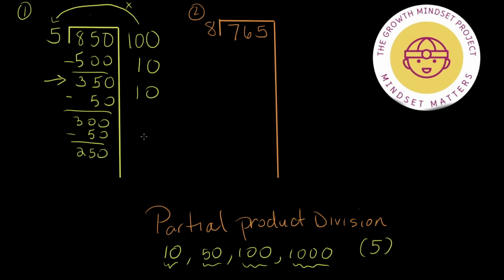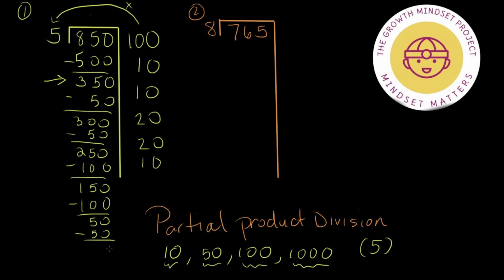Let's try 20. Let's try 20. 20 times 5, well, that's going to be 100. Okay, so that's going to be 150. Let's do 20 again. We know that's another 100. Okay, and then we have 50, so we know that's going to be a 10. 10 times 5 is 50. We have 0 left over.